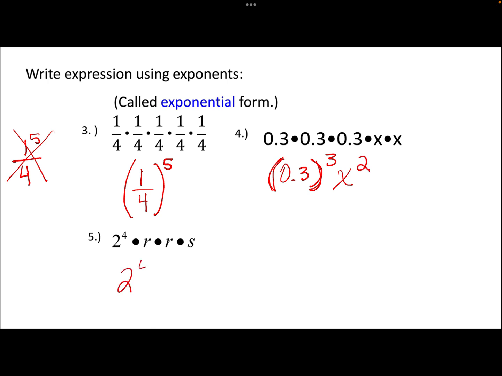Number 5 would be 2 to the 4th times r squared times s, which would simplify to 2/4 r squared s.